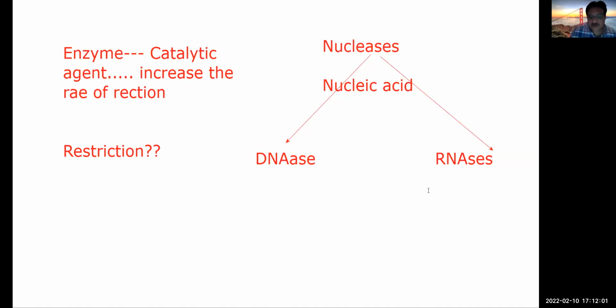Likewise, you can also classify DNases, or nucleases, into two ways. The first is called endonucleases, and the second is called exonucleases.